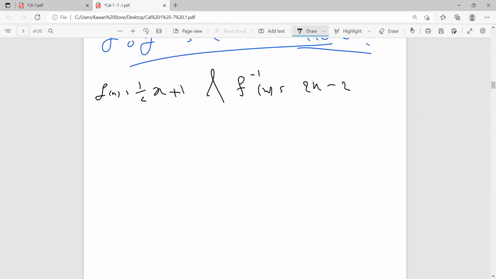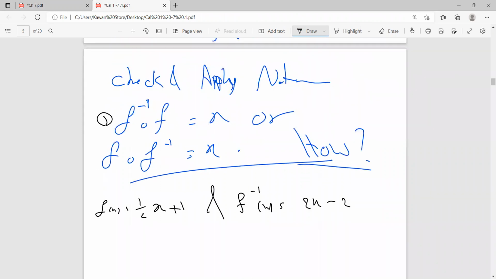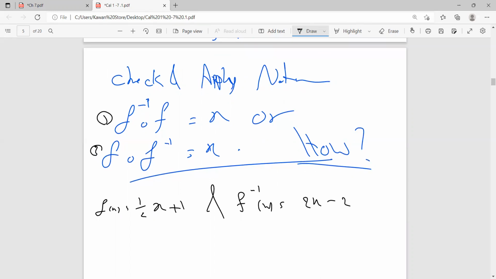Which one? f circle f inverse, or f inverse circle f? First or the second? Because I'm going to do one of them; the other is easy, the same. Which one should we solve first? Okay, f inverse f.